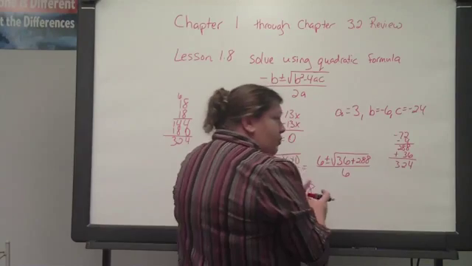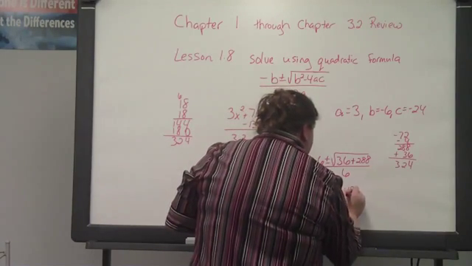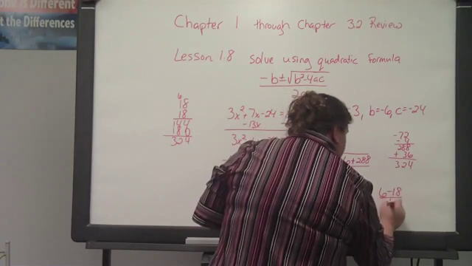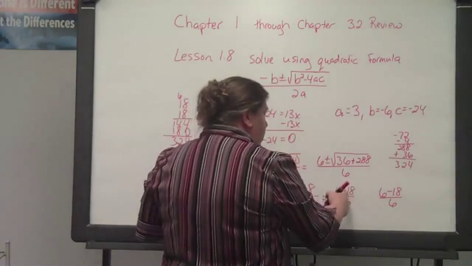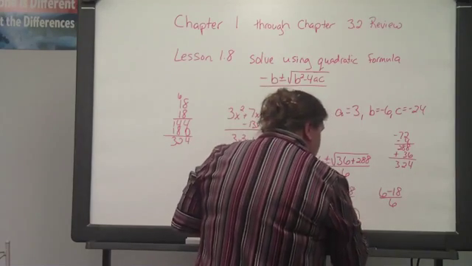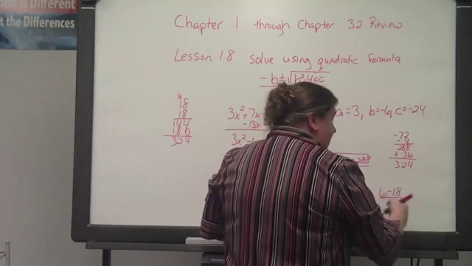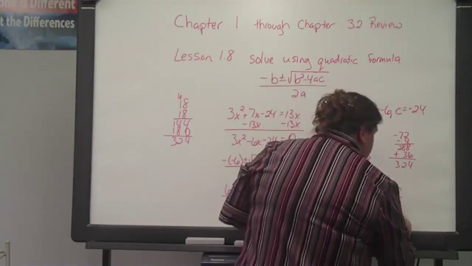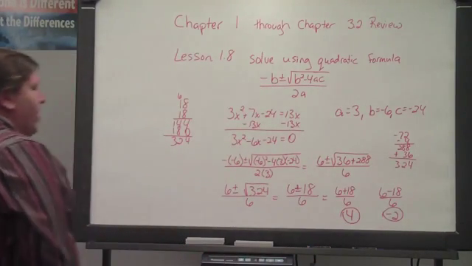Now what I'm going to do is break it into 2 sections: 6 plus 18 over 6 and 6 minus 18 over 6. 6 plus 18 gives us 24, divided by 6 gives us 4. So there's one answer. And then 6 minus 18 gives us negative 12, and negative 12 divided by 6 gives us negative 2. And there are your 2 answers when we solve using the quadratic formula.